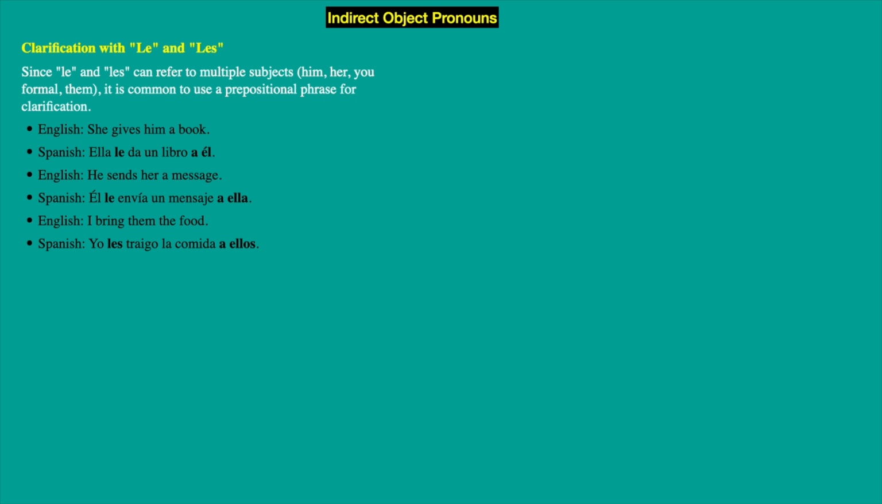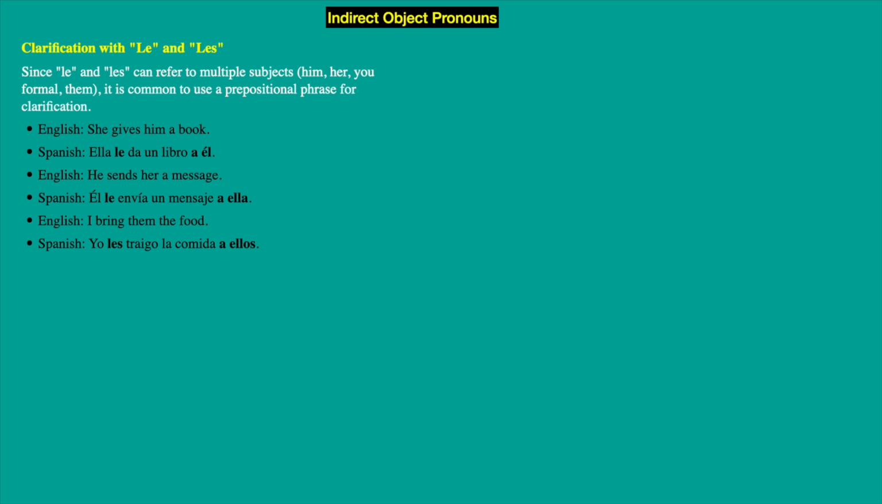To whom? A él, a ella, a nosotros, a ustedes, a Pedro, a María. Ella le da un libro a él. She sent her a message. Él le envía un mensaje a ella, to her, right?